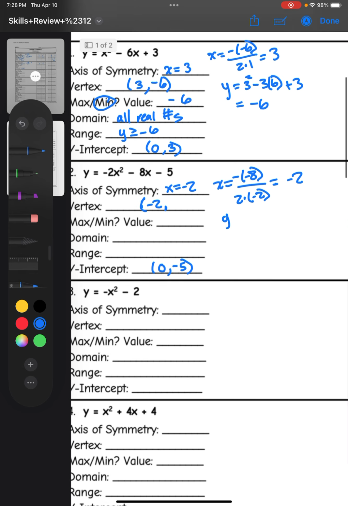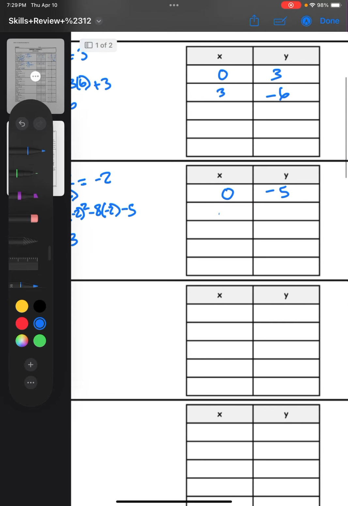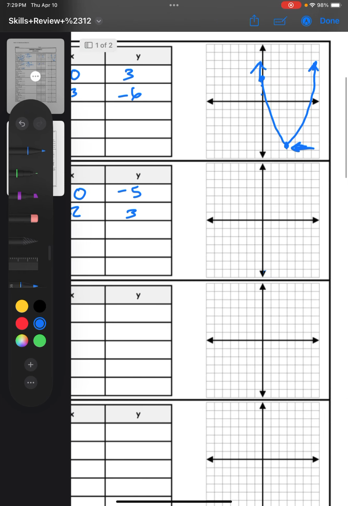And let's plug that in. We have a y. Then we have negative 2 squared minus 8 times negative 2 minus 5. And you can trust me here, we will get a positive 3. So we have a negative 2, 3. So again, this is the second point that you're going to get here. So we have a negative 2, 3. These are 2 points that you must have to try to graph.